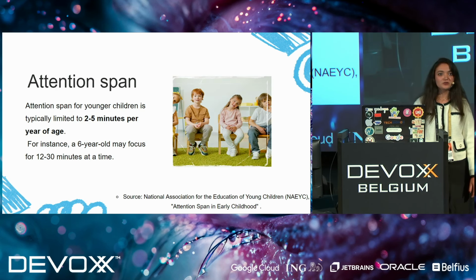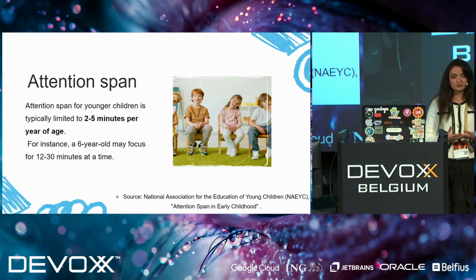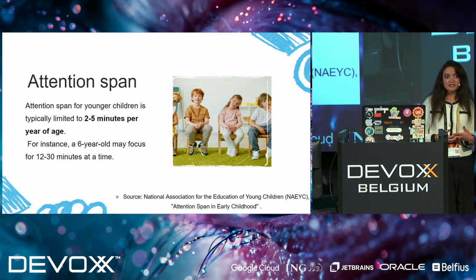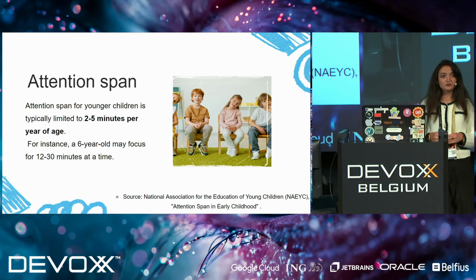First point I'm going to talk about is the attention span. Okay, so when we're talking about attention span, for young children, it is mostly 2 to 5 minutes per year of age. So if we're talking about a 6-year-old, his attention span is going to be about 12 to 30 minutes. While designing your platform or your course, your lesson plan, you want to make sure that it is in that range.